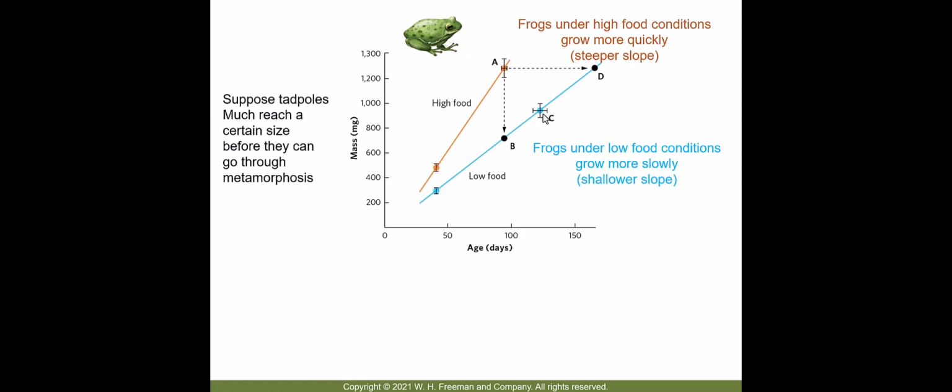Now, the other thing we want to think about here is suppose a tadpole has to reach a certain size before they can go through metamorphosis. They have to reach this critical body size. And let's imagine that under the high food conditions, that body size can be reached at 100 days. So if this is the size it needs to be, I come down here, it can do that in 100 days if it's growing at this rate.